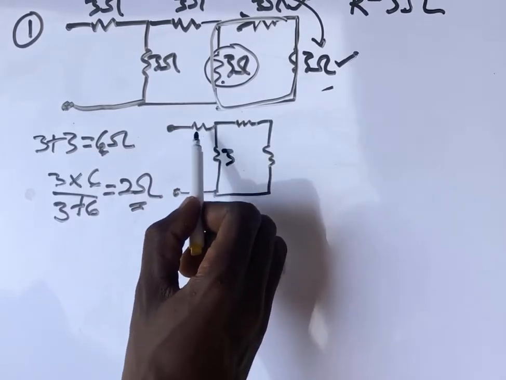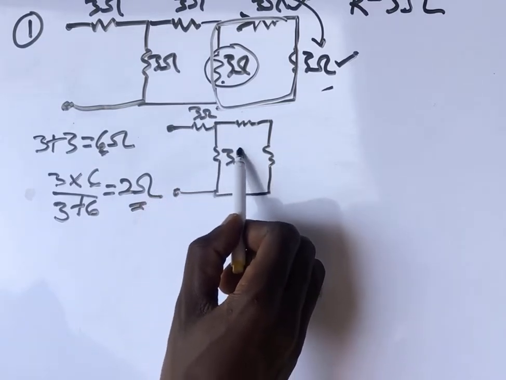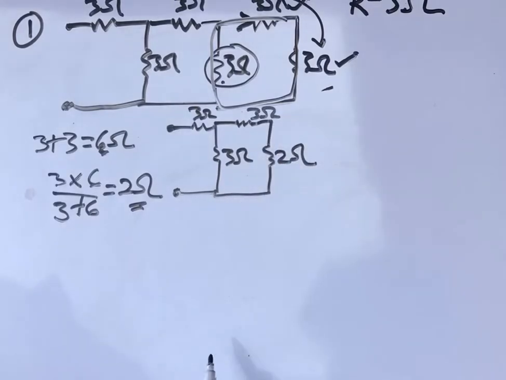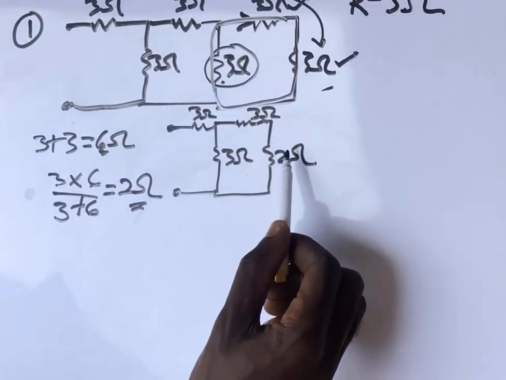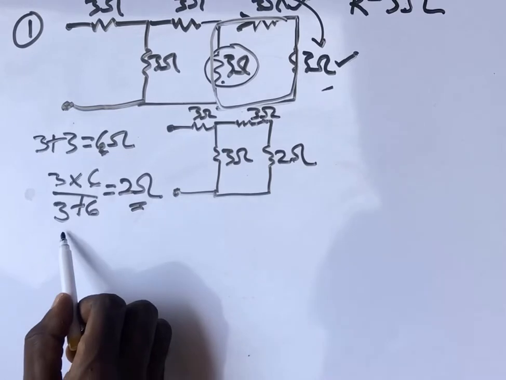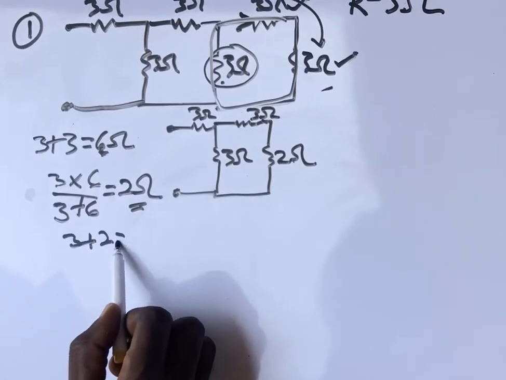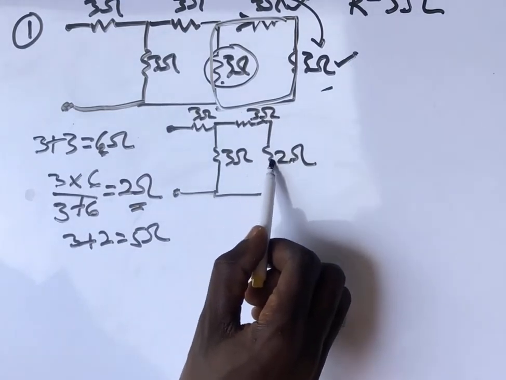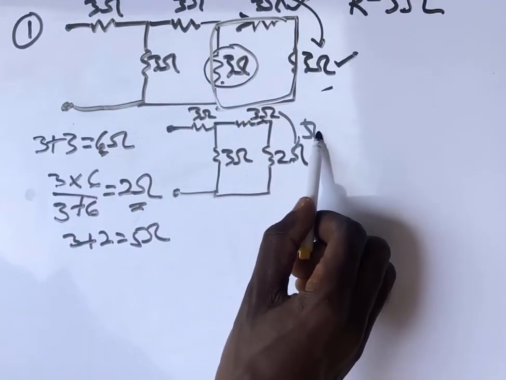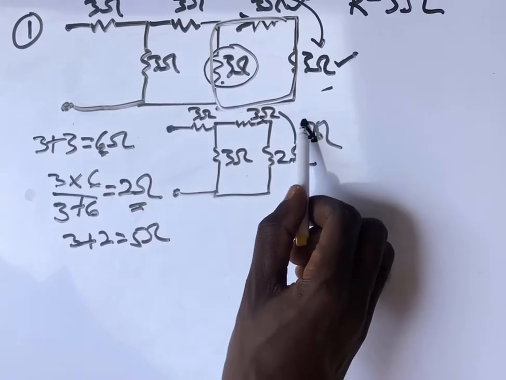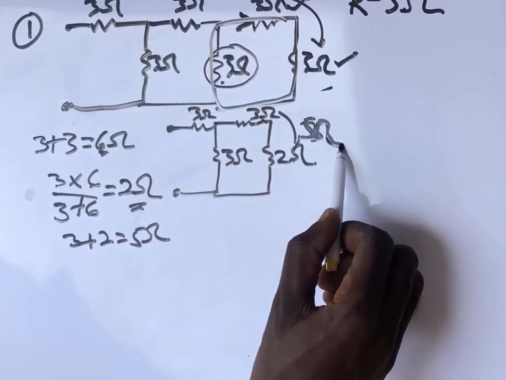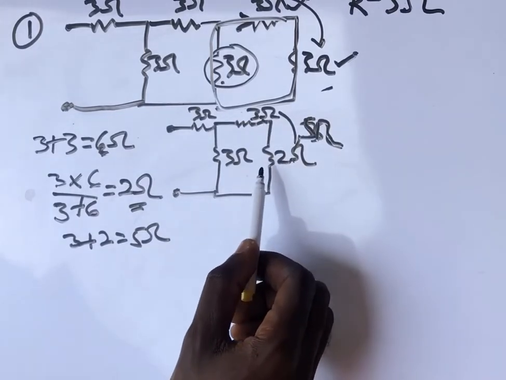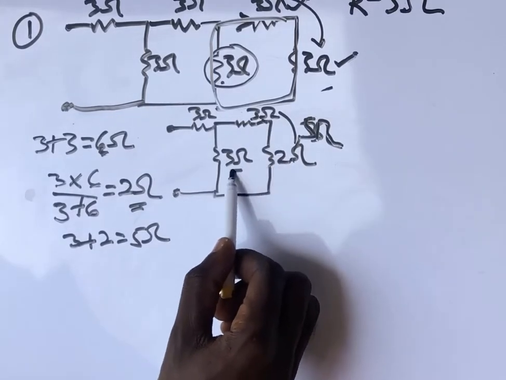So we have 3 ohm, 3 ohm. Now we have 2 ohm over here, and then 3 ohm over here. Again, this will be in series with this one, so we have 3 plus 2, which gives us 5 ohm. Since 3 and 2 gave us 5 ohms because they were in series, that 5 ohm will be in parallel with this one.